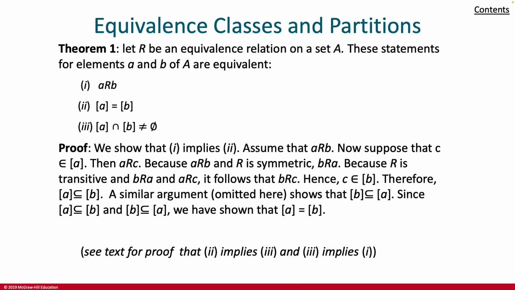We have equivalence classes and partitions. In theorem 1, let R be an equivalence relation on set A. These statements for the elements A and B of capital A are equivalent. And we have some aspects of the proof, and you can also see the text for more details. So keep that in mind.